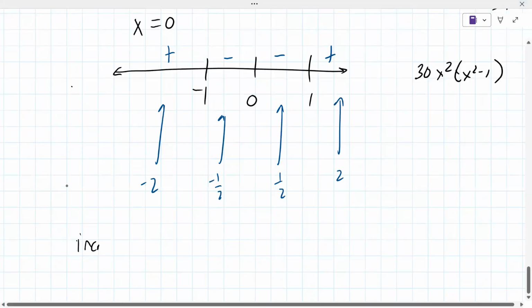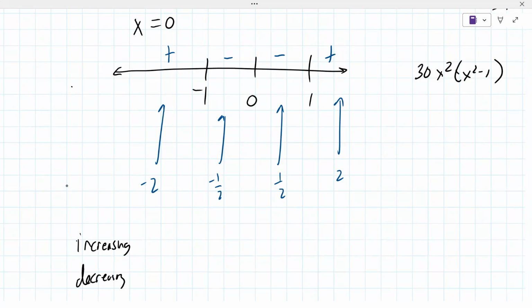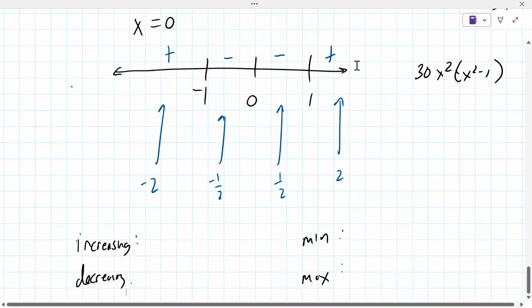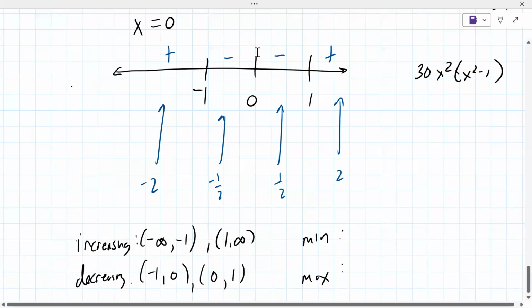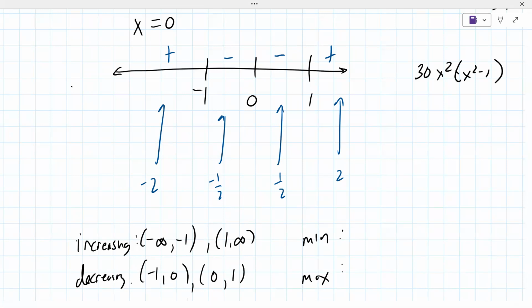They could ask you now, where is it increasing? Where is it decreasing? They could ask you if there's a min or a max. So it's increasing when it's positive. So that's from -infinity to -1, comma, 1 to infinity. Decreasing from -1 to 0, 0 to 1. So that critical point, it's neither increasing nor decreasing. That's why it's excluded. And then where is the min? Where is the max? The min is at 1 and the max is at -1.